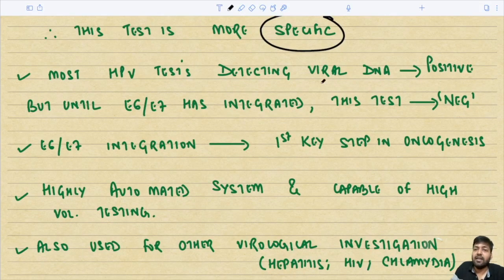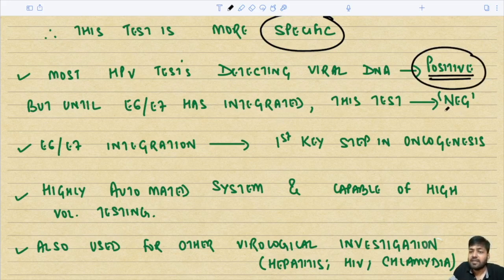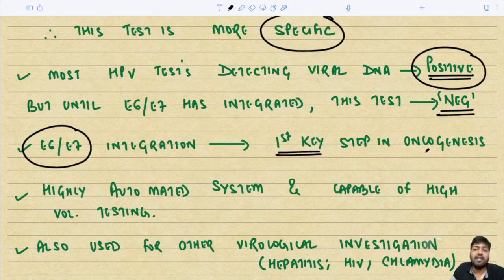Now most HPV tests detect the viral DNA, and they come out to be positive. But this test will become negative until E6, E7 has integrated. So most of the other HPV tests that detect the viral DNA come out as positive, but remember this test comes out negative until and unless the E6, E7 oncoproteins have integrated with the host DNA. While other tests which detect the viral DNA will come out to be positive, this test will remain negative until E6, E7 oncoproteins have truly integrated. And remember, E6, E7 oncoprotein integration into the host DNA is actually the first key step in oncogenesis.